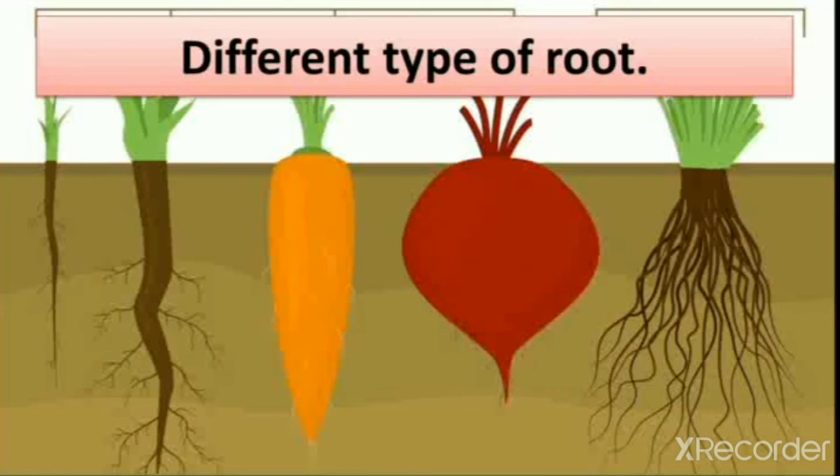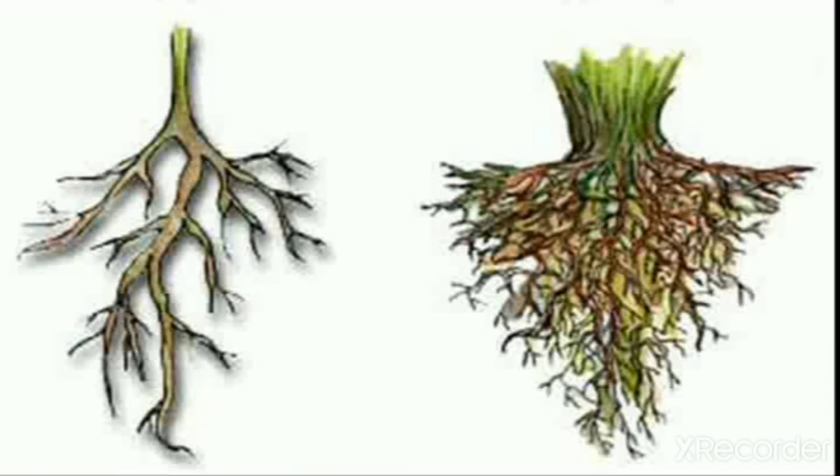First roots you can see are very thin. Second is a little bit thick. Then you can see carrot. Then you can see beetroot. And you can see other roots. So these all are different types of roots. Here you can see another example of roots. So these all are roots and roots grow underground.